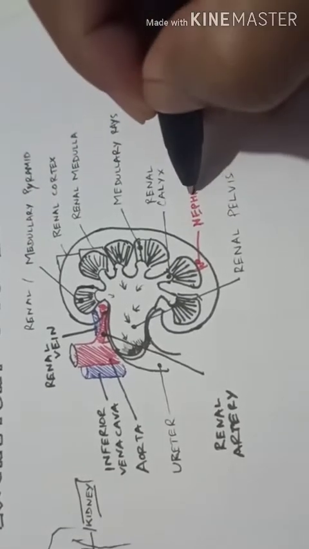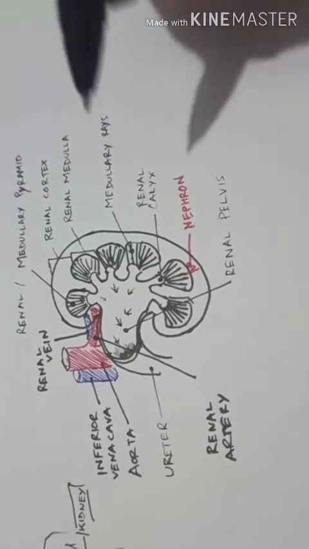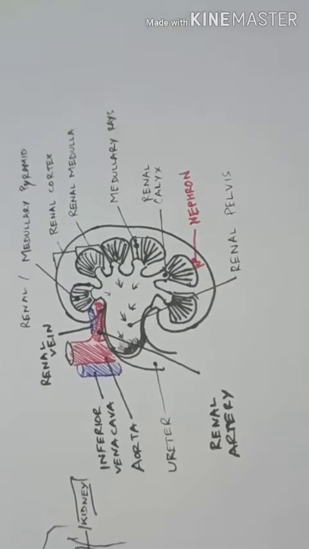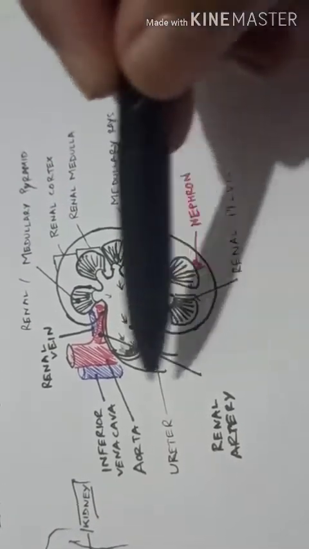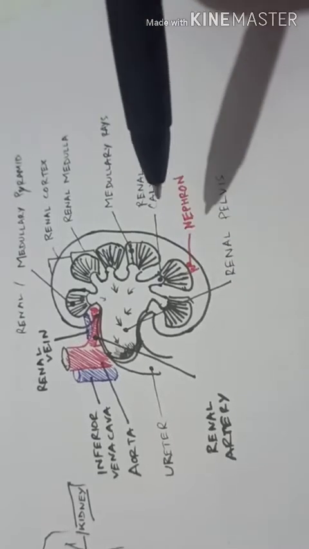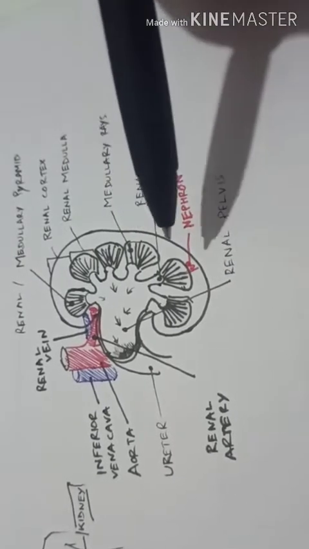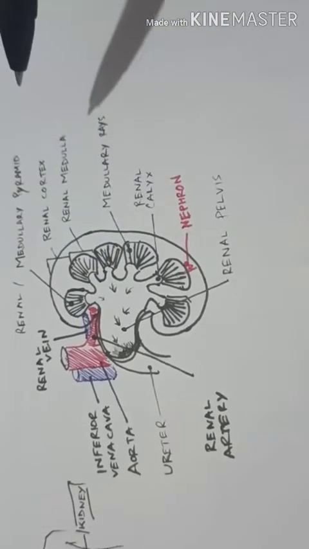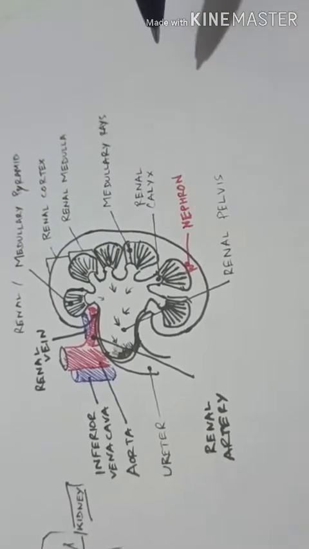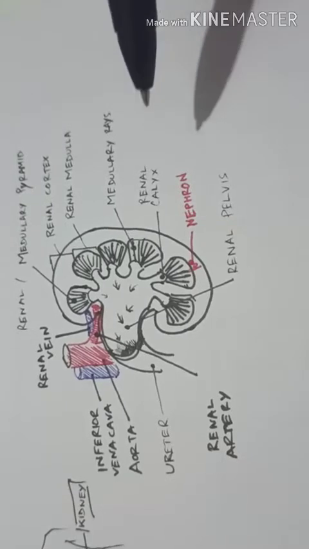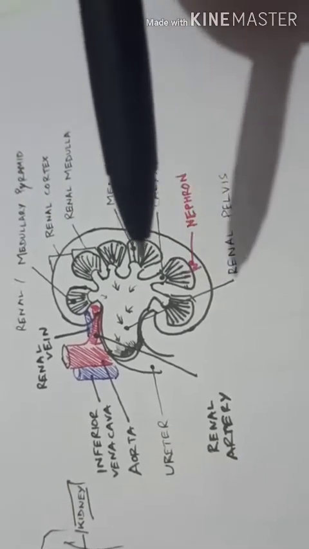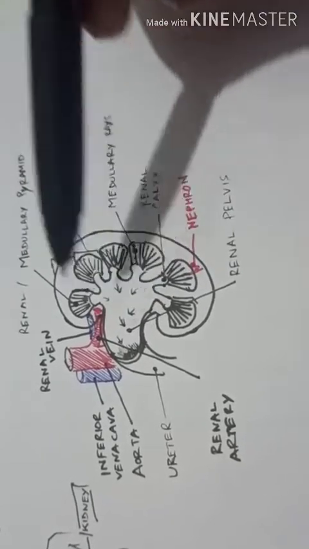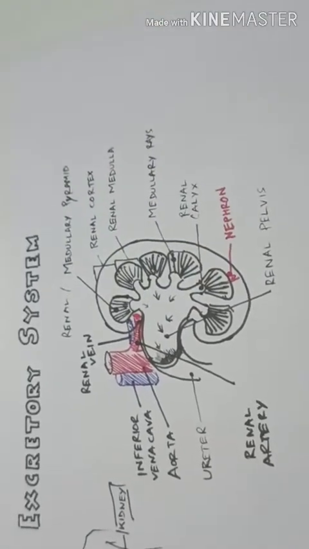It is this nephron which is the functional unit of the kidney. This is the structure which is responsible for all the filtration, because it is a major structure, and it is this nephron which has been given the task to filter out the blood, make the urine, and then supply it down there. There are lakhs of nephrons per kidney. Okay, we'll discuss its function later on.